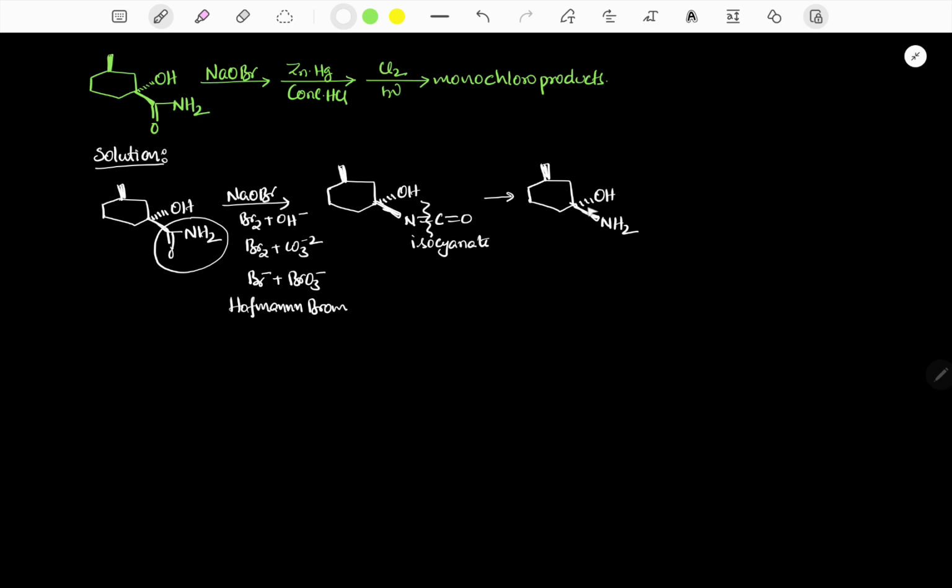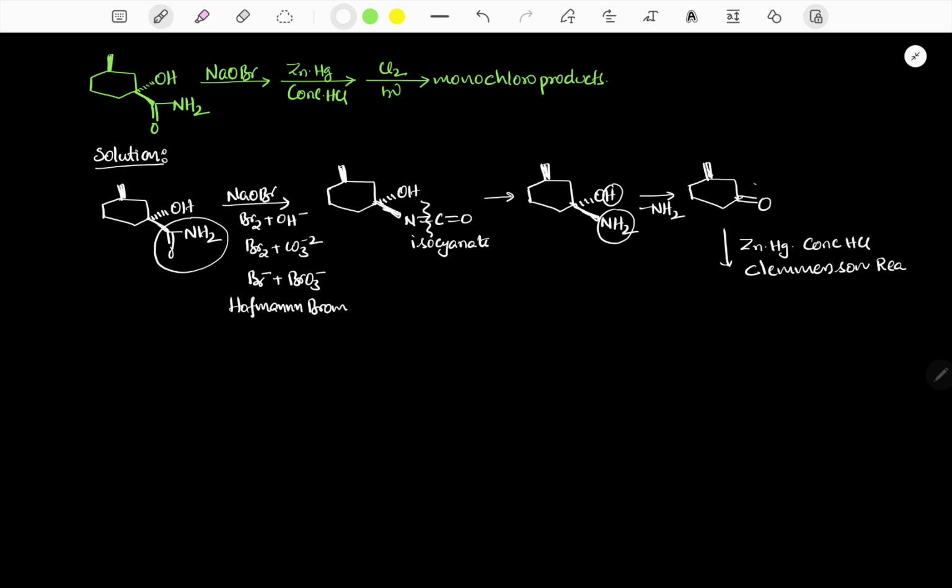But we know that if the same carbon has OH and NH2, we have to remove ammonia and finally we get the corresponding thermodynamically stable ketone. By losing ammonia, we get a thermodynamically stable ketone. Now the ketone is treated with zinc amalgam and concentrated HCl, and this reagent is known as Clemmensen reagent.